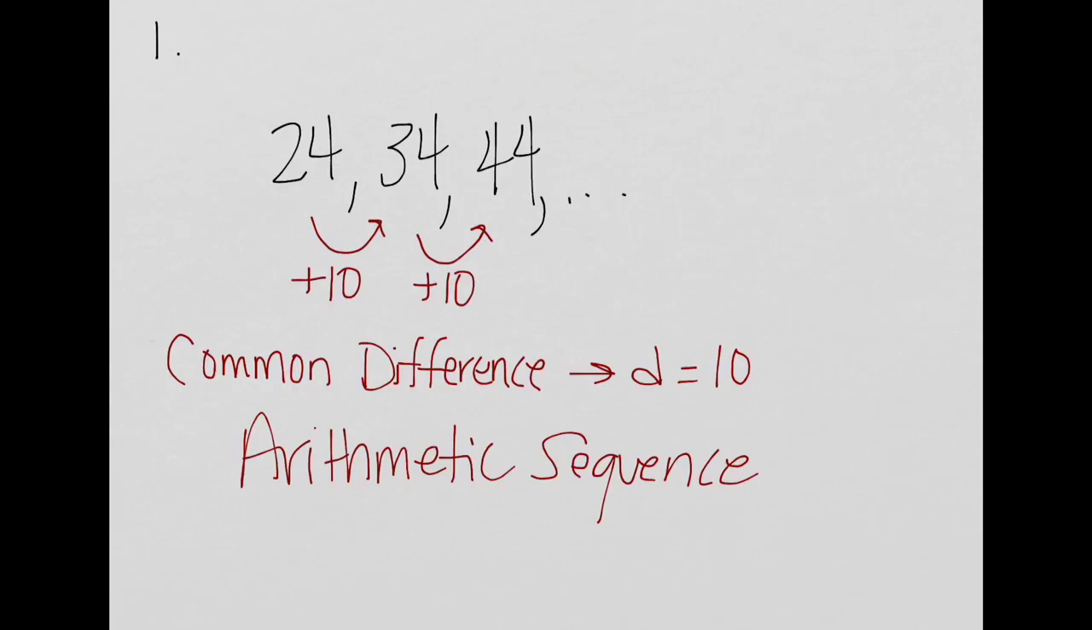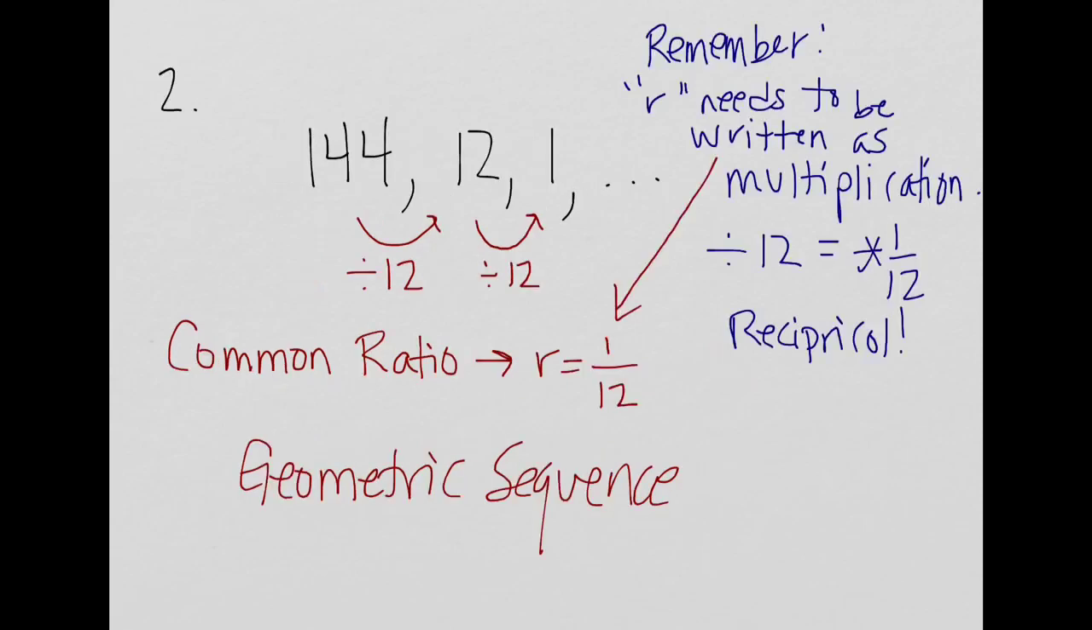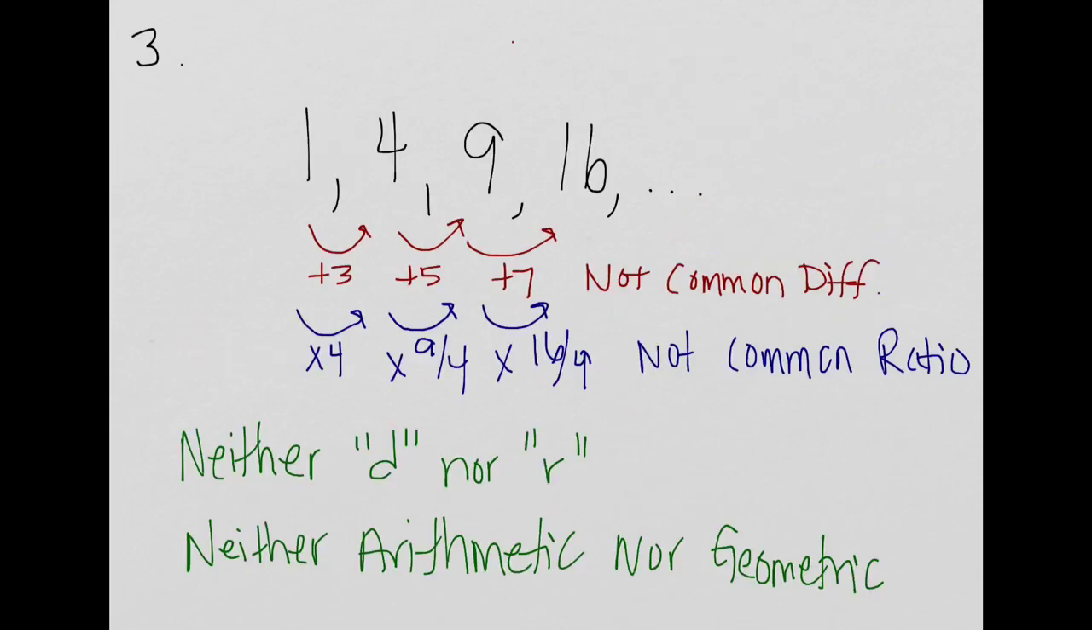Alright, here's number 1. You're adding 10 each time, and since you're adding 10 over and over, it's a common difference. So d equals 10, that means it's arithmetic as well. Number 2, you're dividing by 12 each time, but again, do not put r equals 12. That implies multiplication. So in order to imply correctly that you are dividing by 12, you need to multiply by the reciprocal, 1/12. Which again means it's geometric, since you are multiplying or dividing to get to the next term.